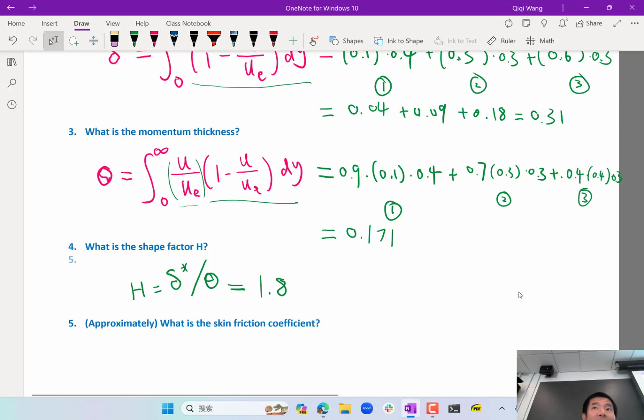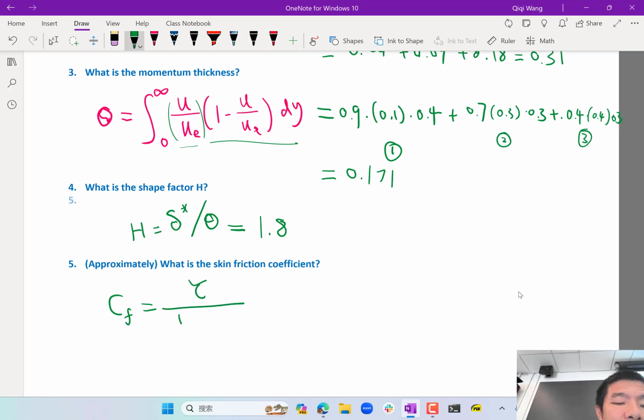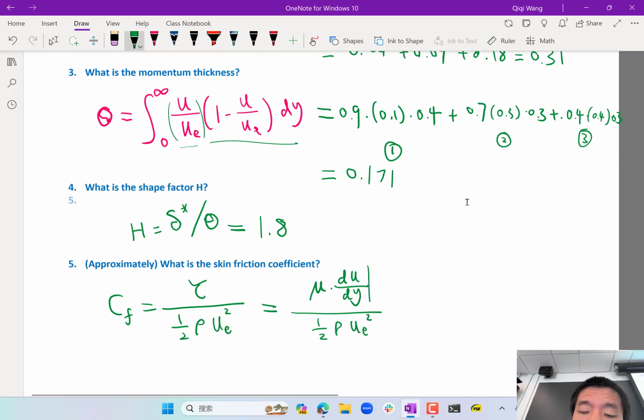And I'm saying approximately because the skin friction coefficient, CF, is equal to tau, which is the shear stress per unit area, divided by half of rho UE squared, right? Okay, and what is tau? Tau is equal to mu, the viscosity, times the derivative of velocity with respect to y, again divided by half of rho UE squared. Now this is at the wall, at y equal to 0.